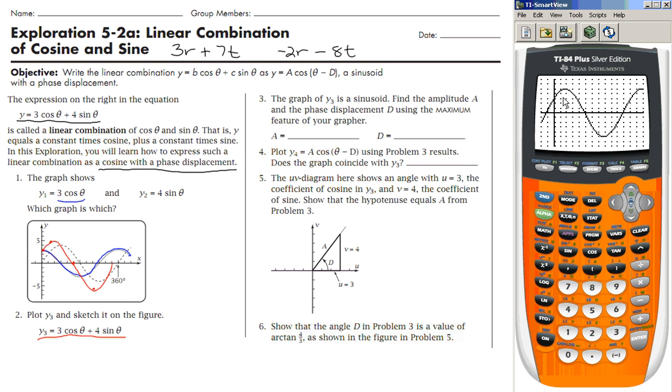So I can be pretty sure, if I knew what the coordinate of this point was here at the maximum, then I would know both the amplitude and the phase displacement. So let's go ahead and use our calculator to figure out exactly what that point at the peak is.